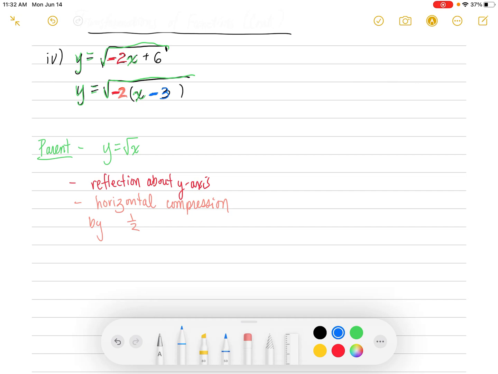And then finally, this -3 here, that's after you've already done the factorization, this -3 in the parentheses, that's going to be a horizontal movement. Is it going to be a shift left or a shift right? Well, it's going to be the opposite of the sign when it's inside of the house. It's going to be right 3.